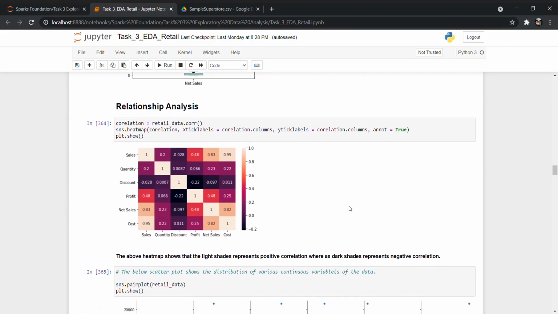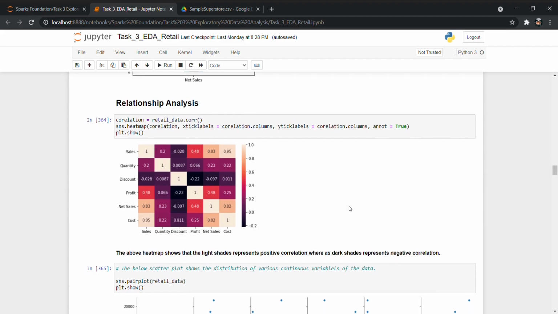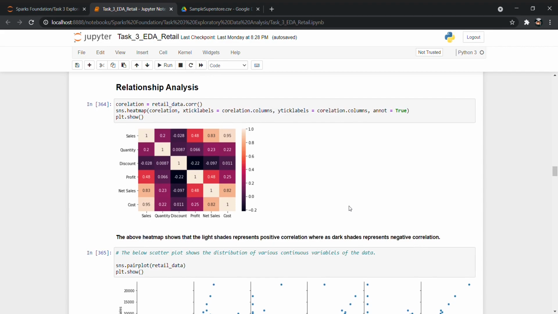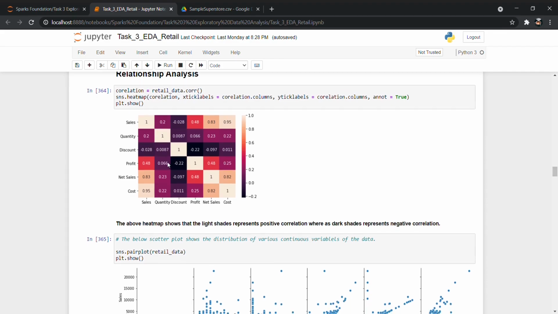Then the next step involves relationship analysis. Here from the Seaborn, I have obtained a heat map of various continuous variables present in our data, from which you can see there is high correlation between sales and cost and sales and profit, whereas there is least correlation between variables such as profit and discount or profit and quantity.